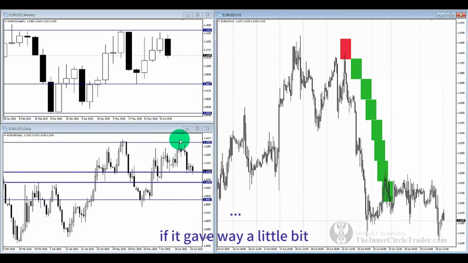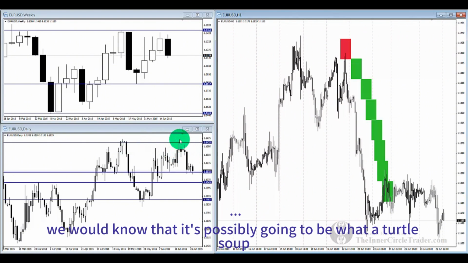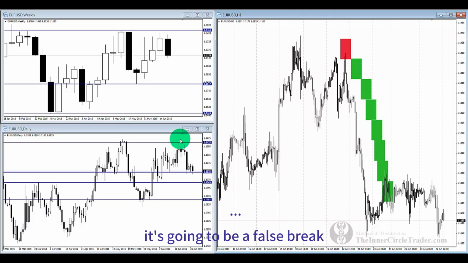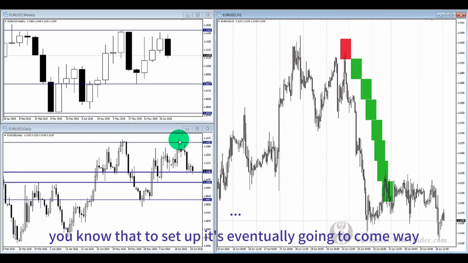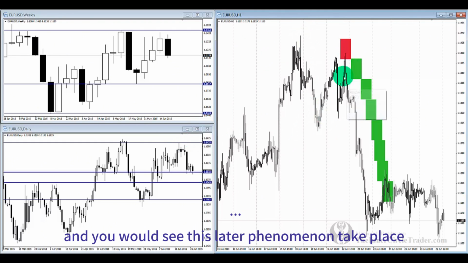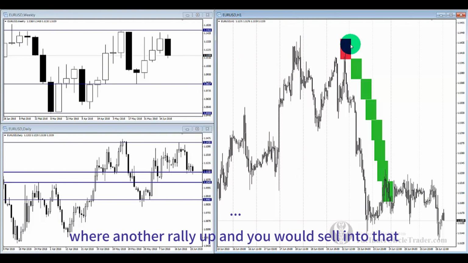If it gave way a little bit, we would know that it's possibly going to be what? A turtle soup. It's going to be a false break. So if it comes up there and then say you shorted here and it blew you out, as long as the dollar still posted bullishness, you know that the setup is eventually going to come away, and you would see this later phenomenon take place where another rally up, then you would sell into that.